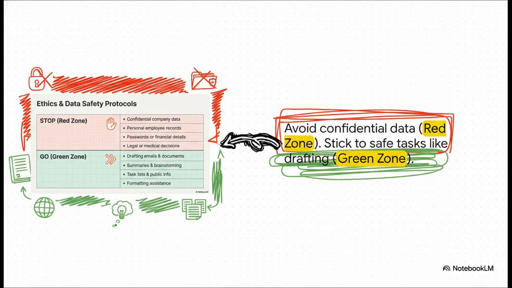A really easy way to think about this is in terms of safety zones, a red zone and a green zone. The red zone is a hard no. Absolutely no confidential company data, no personal records, no passwords, nothing sensitive. You want to stick to the green zone. That's stuff like drafting documents, brainstorming ideas, basically anything using public information.